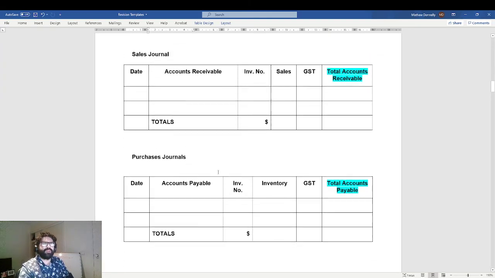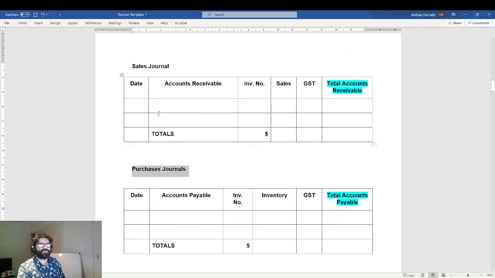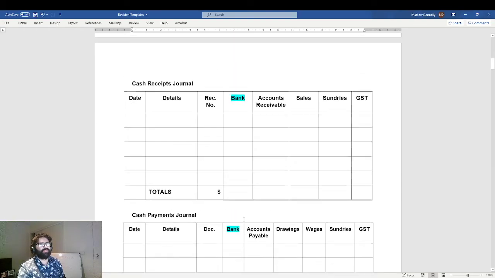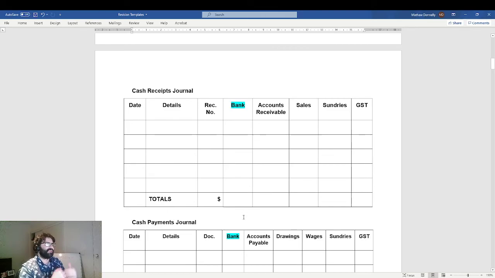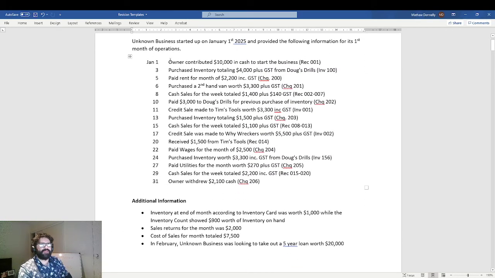So that's what we're going to be doing today. So those are each of them. So purchase journals and sales journals are credits, and I will talk about the invoices at the end. Meanwhile, cash payments, cash receipts, as the name suggests, going to be cash. I'm now going to go through the transactions.